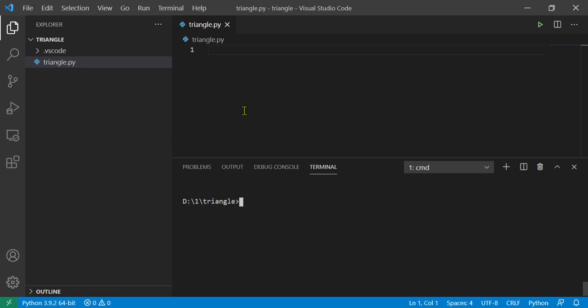This is our triangle.py file. Declare and initialize a variable i with 0. We are going to use a while loop here, while i is less than the number of lines of the pattern, 5. At the end of every iteration, we are going to increase the i value by 1.